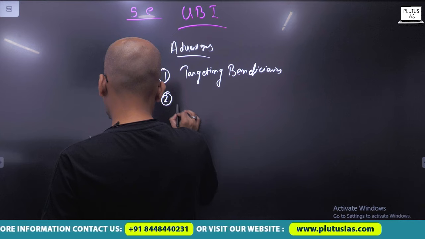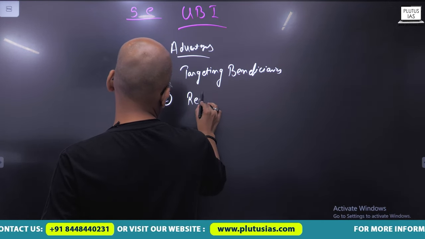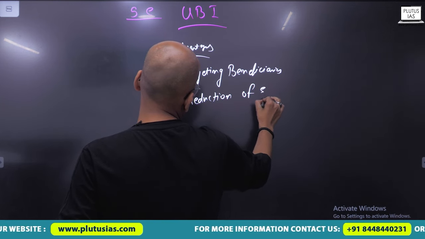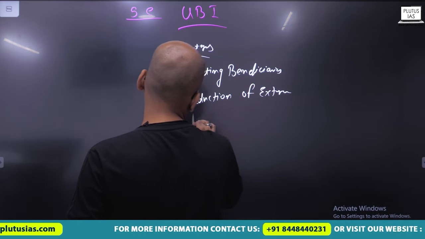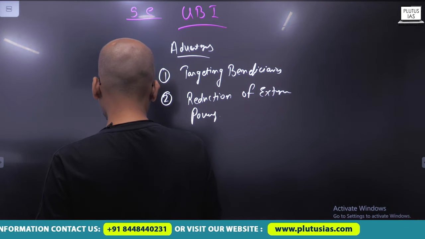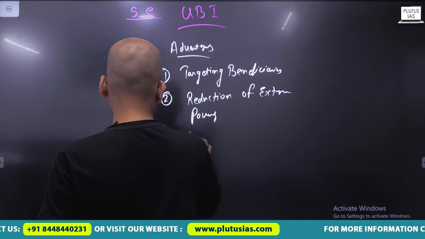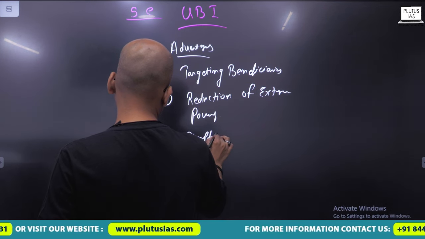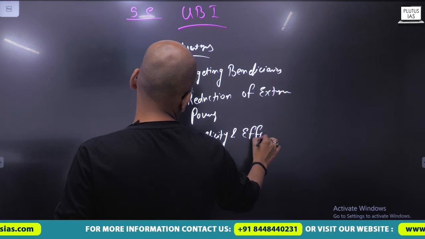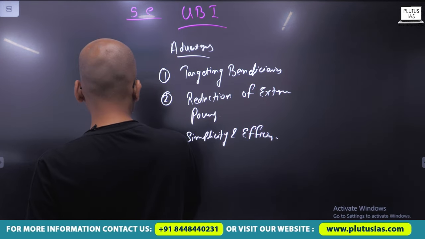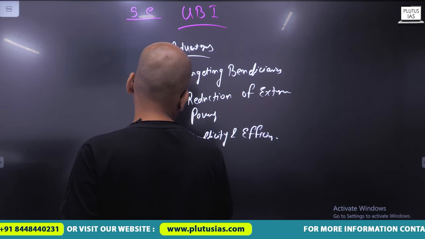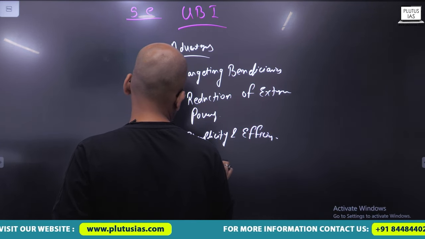Second is reduction of extreme poverty. This can help in reduction of extreme poverty. Then simplicity and efficiency. Next, it can be an economic stimulus. The economy can rise.